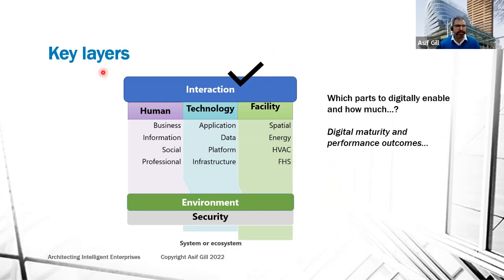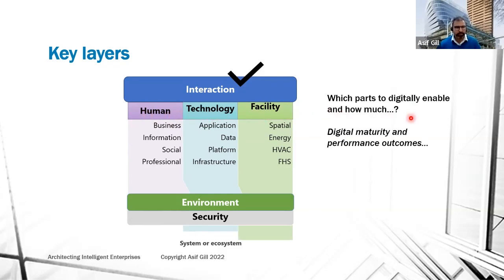There are different layers in any typical architecture framework. Here I have the interaction architecture layer, then the human layer, the technology, facility, and environment layer, and all of that is secured by the security layer. So really the interaction layer is a touch point when we're looking at the architecture, and it combines all the other layers. So today I will only focus on the interaction layer. By all means, you can look up the other layers as well, which I published over a period of time or spoke about at different industry and government events.